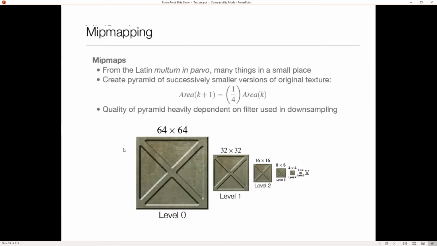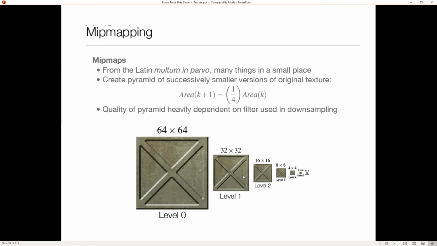So what is it? If we have a texture, in this case a 64 by 64 texture, we store a sequence of lower resolutions. Because remember, our problem was our texture was too high a resolution. But we can't just reduce the resolution or some other things will get blurry. But we're going to calculate these lower resolutions. So 32 by 32, 16 by 16, 8 by 8, 4 by 4, all the way down to 1 by 1. We're going to store all these different levels.